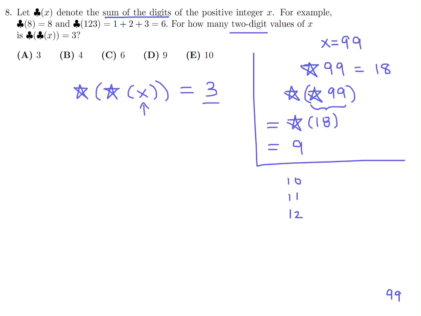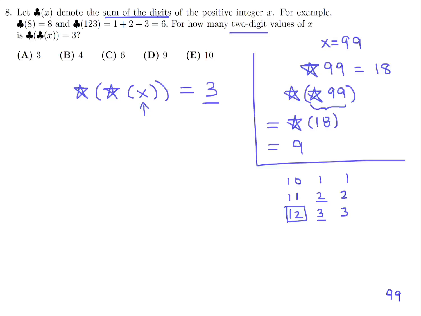If it's 10, the sum of the digits of 10 is 1. And then if you do it again, the sum of the digits of 1 is 1. With 11, the sum of the digits is 2. And if you do the operation again on 2, the sum of the digits is 2. 12, the sum of the digits is 3. If you do that operation again on 3, it's 3. So 12 is one of them.